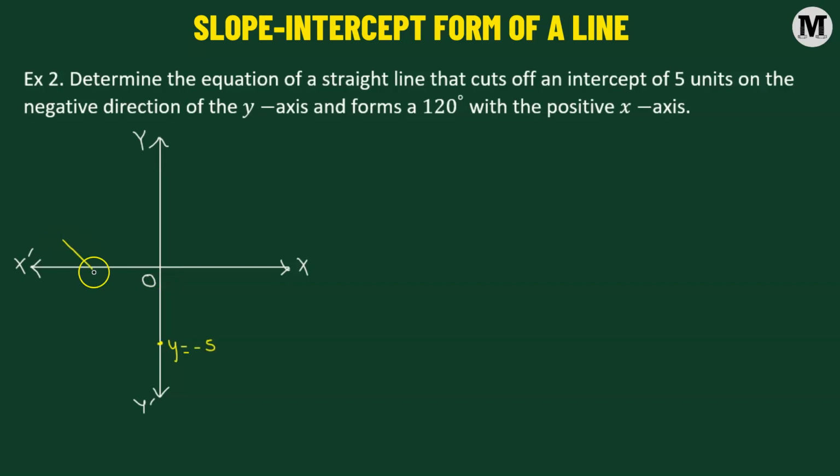So let's consider a line which passes through the point y equals -5, such that this particular line makes an angle of 120 degrees with the positive direction of the x-axis. Our goal will be to determine the equation of the line. So here we know that we need y equals mx plus c. The c value is known, c equals -5, but we don't know the value of m. But what we are given here is the angle that the line makes with the positive direction of the x-axis.